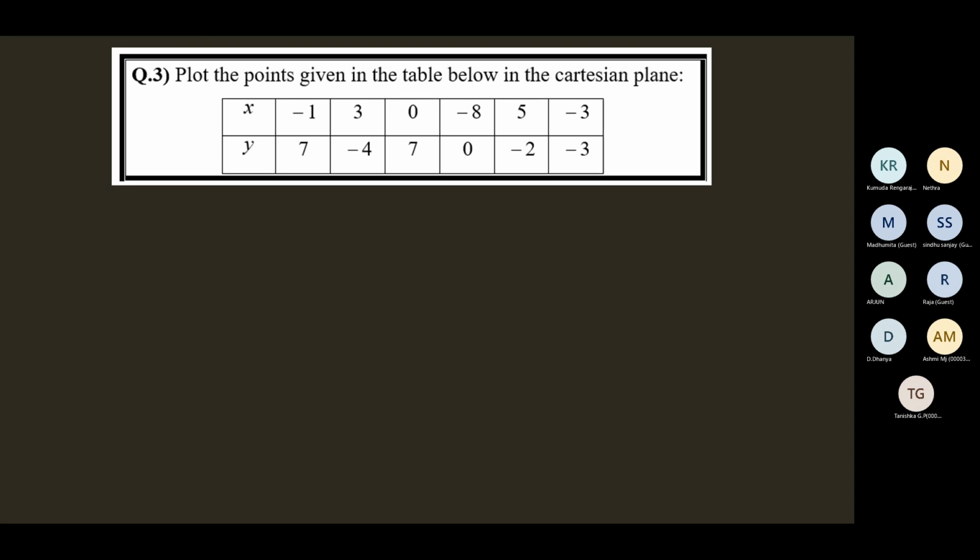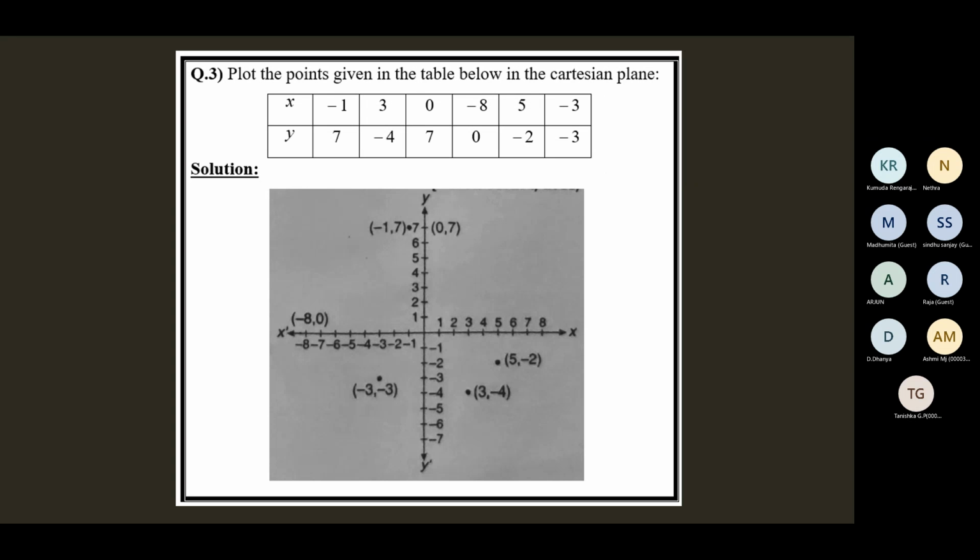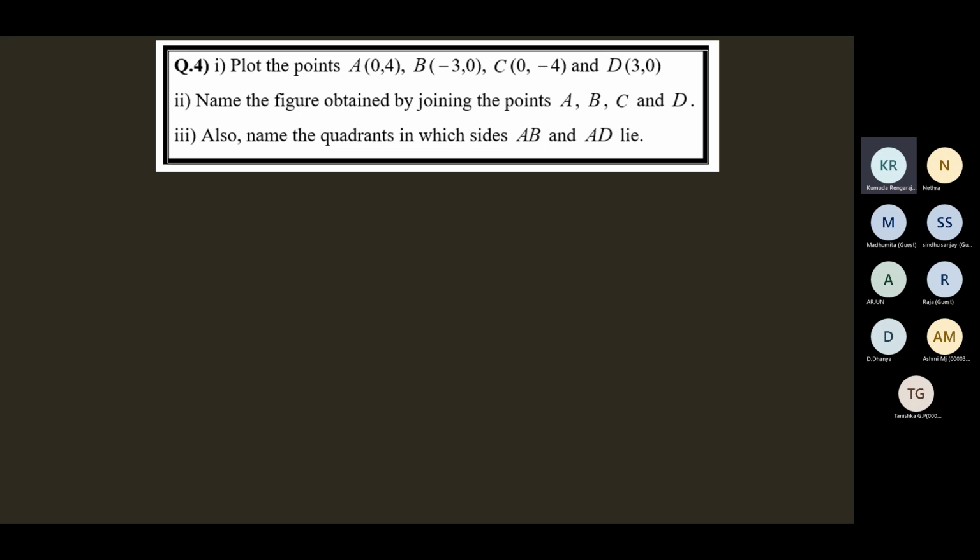All right. Plot the points given in the table below in the Cartesian plane. So this also you can help yourself. You just have to plot the points. So minus 1 comma 7, 3 comma minus 4, 0 comma 7, and so on. Plot the points ABCD. Name the figure obtained by joining the points ABCD. Also name the quadrants in which sides AB and AD lie. You should name the quadrants: first quadrant, second quadrant, third quadrant, fourth quadrant.